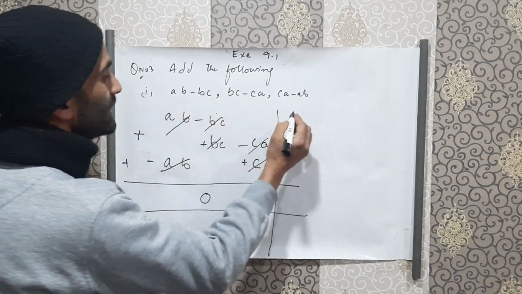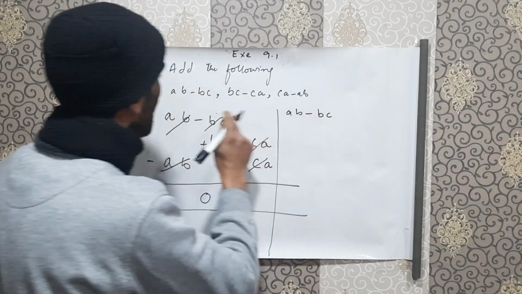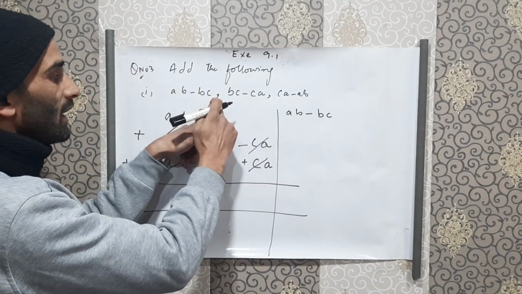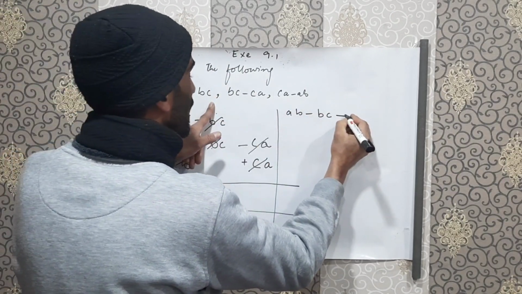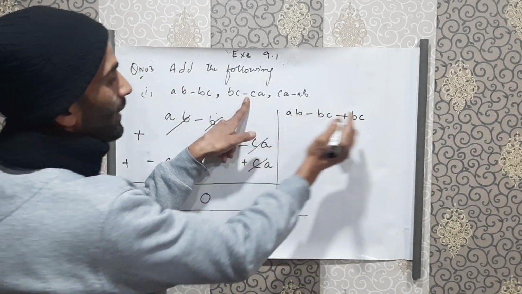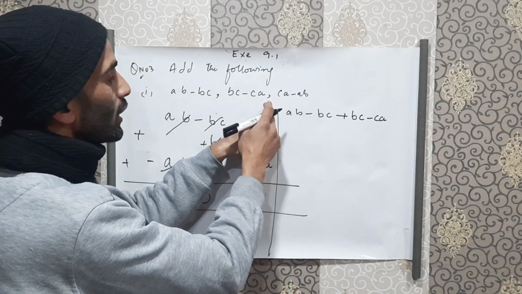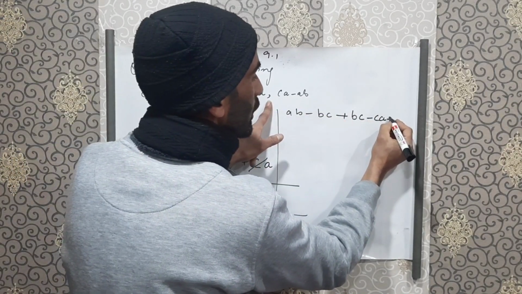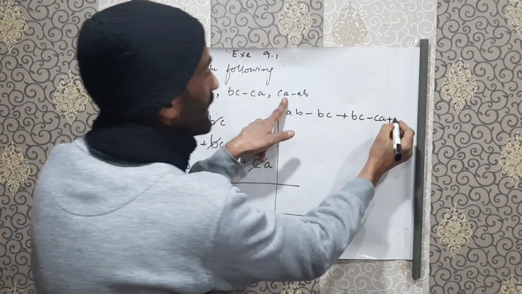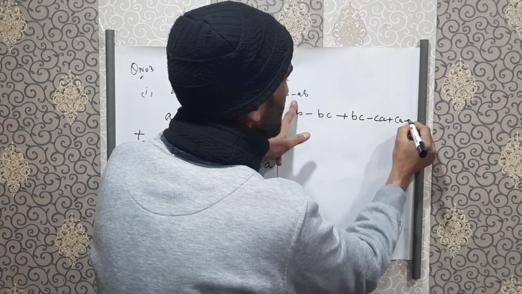Or by this way also we can do. We can write it like this: AB minus BC. And now instead of the comma we are going to write plus BC. Then minus CA. Then instead of the comma we are going to write plus CA. Then minus AB.